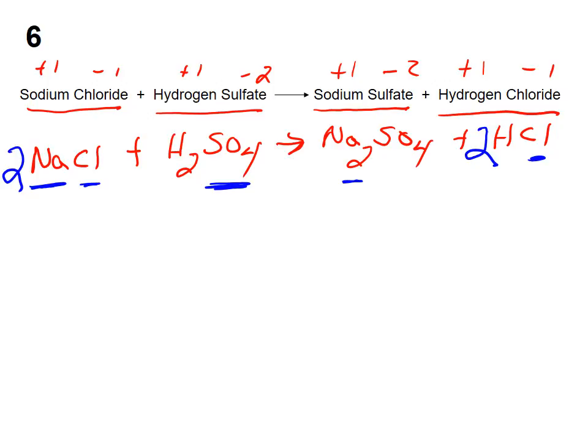Sulfate groups, I have 1 SO4, 1 SO4. Hydrogens, I have 2, and I end with 2 now. And that's why I always do hydrogens last, because it will almost always fix itself when you balance other things. So this one I had to use coefficient numbers to balance out the equation. So what it says is I need twice as much sodium chloride, then I do hydrogen sulfate, and I will make 1 unit of sodium sulfate plus 2 units of hydrogen chloride.